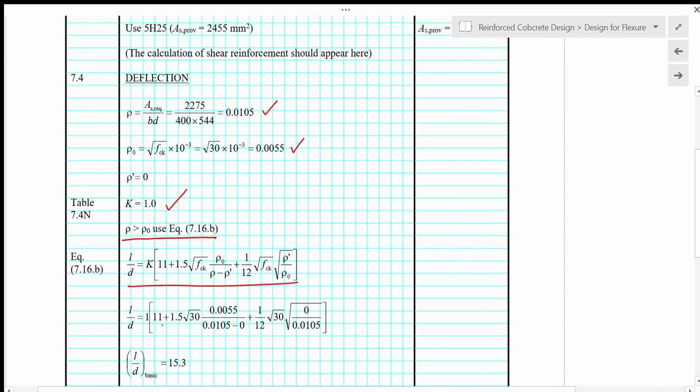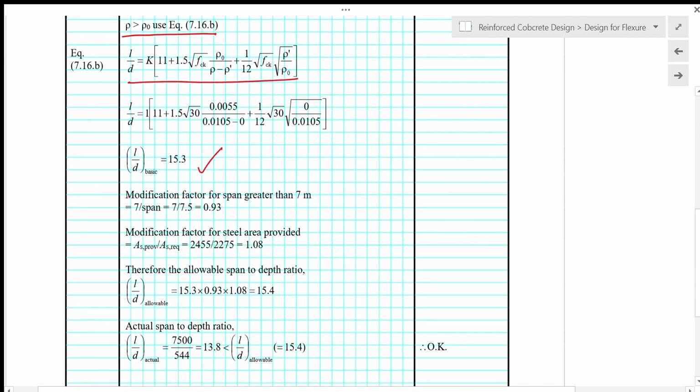So we substitute all the values of concrete characteristic strength of 30, and then rho 0 of 0.0055, rho of 0.0105, and rho prime of 0. So when we solve for this, we get L over d basic, which is 15.3.